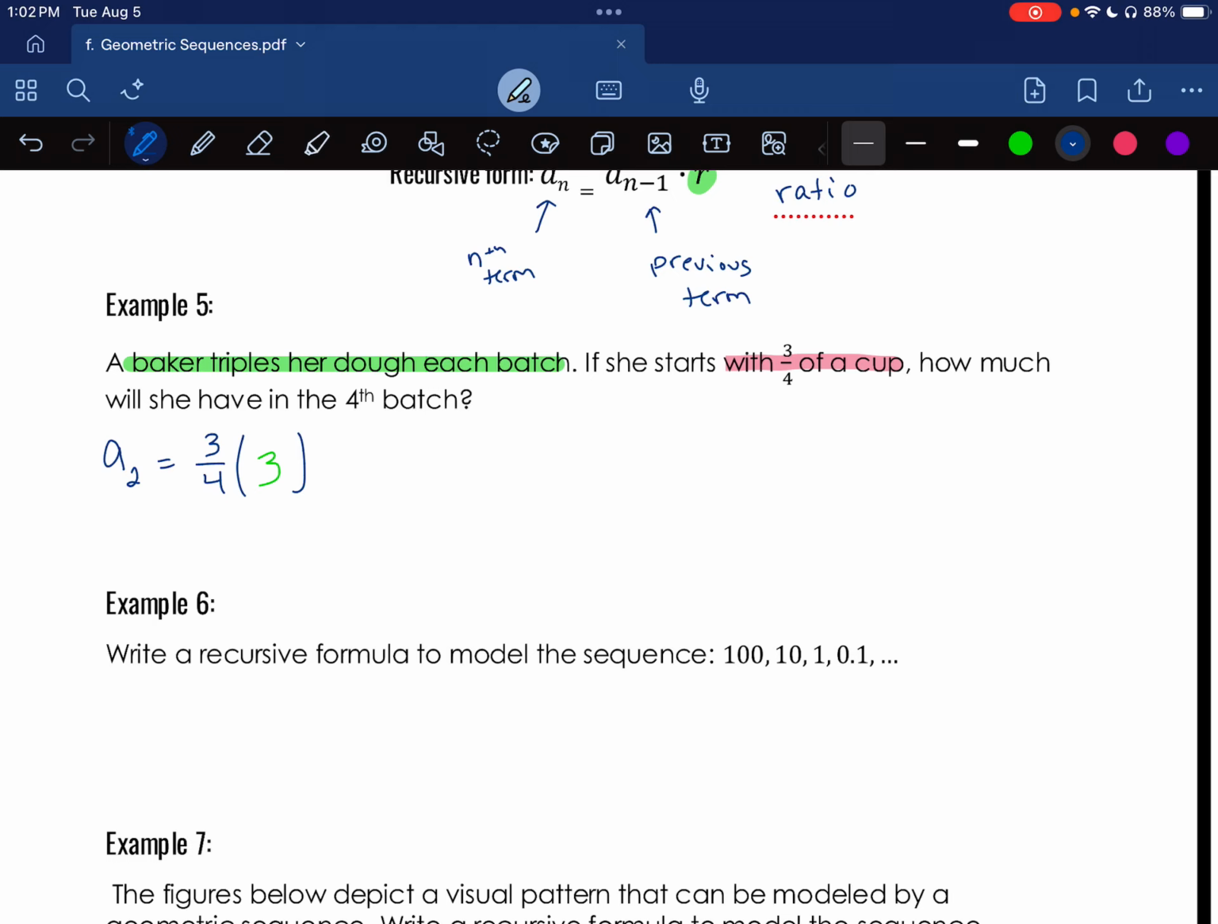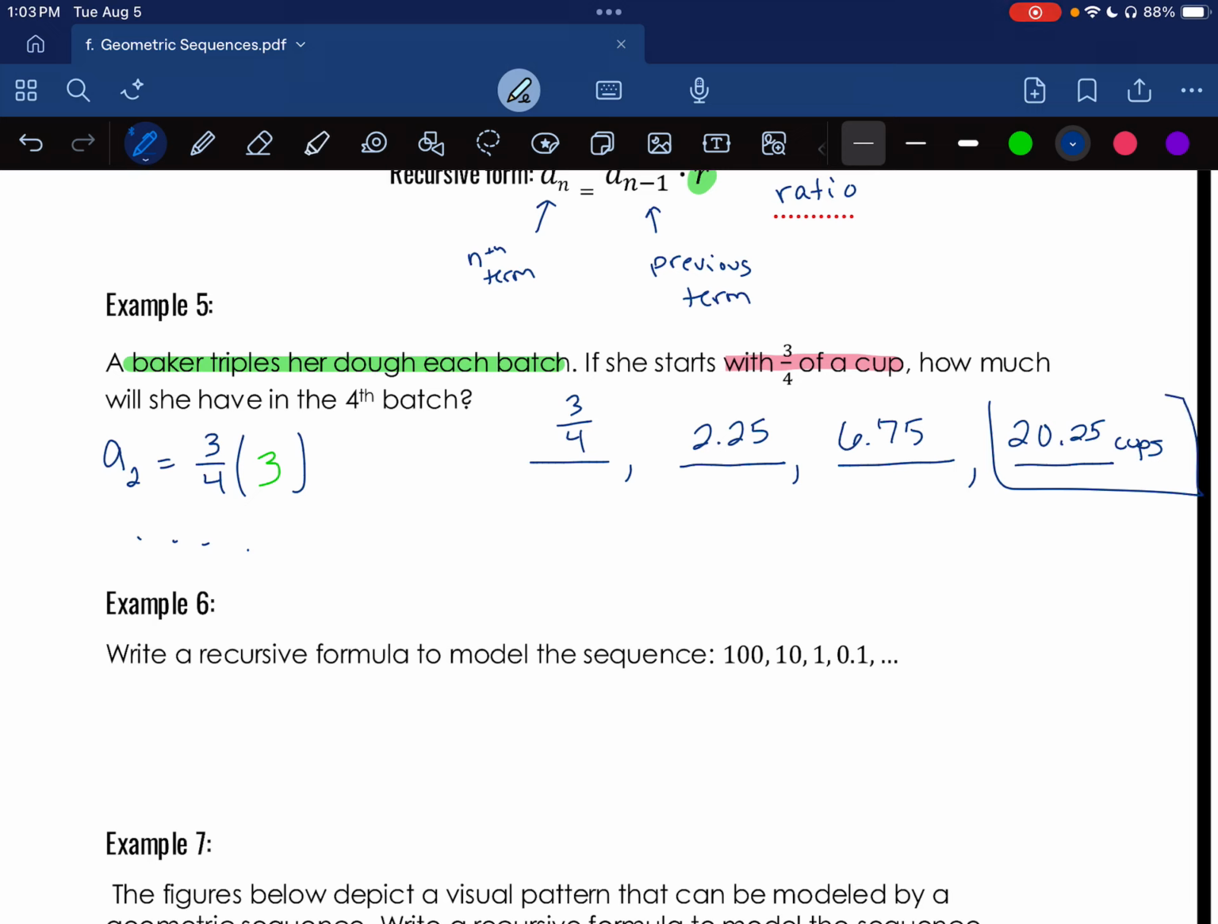All right, so if I were to start listing these, that's term 2, term 3, term 4. So we know we had 3/4 to start. Then I'm going to have 2.25. And then I just have to keep going in this manner, right? Keep multiplying by 3. So then I'll have 6.75, which would be 27/4. And then multiply by 3 again. That's going to be 81/4, or 20.25 cups. And that's what she would need. 20.25, that's 20 and a fourth if you want to think of it as a mixed number.